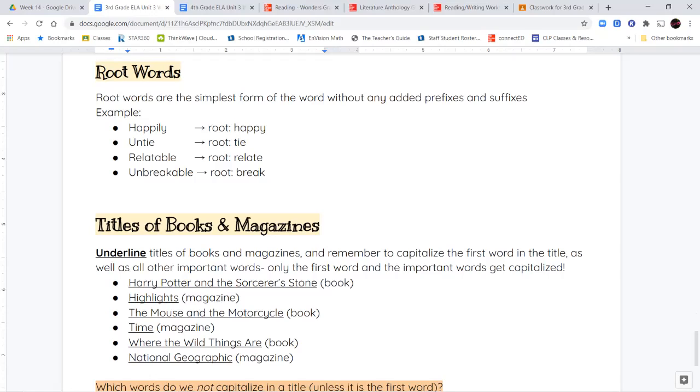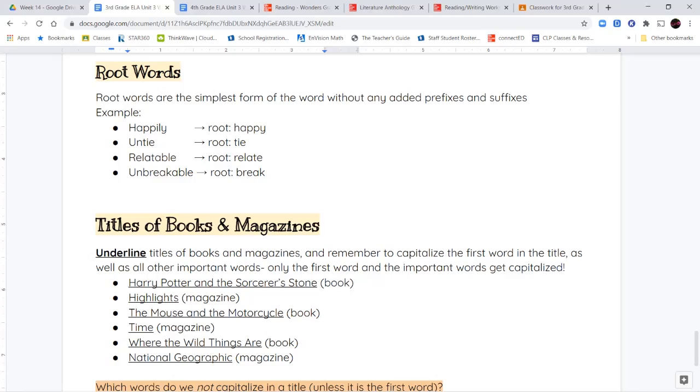Now, root words are the simplest form of a word without any added prefixes or suffixes. So we've talked about prefixes just a little bit up. We've talked about suffixes in the past. Your root word is what you would have attached those prefixes and suffixes onto. So it's the very simple form of the word. So if you have the word happily, the word happily comes from the word happy. That is the smallest, simplest form of that word.